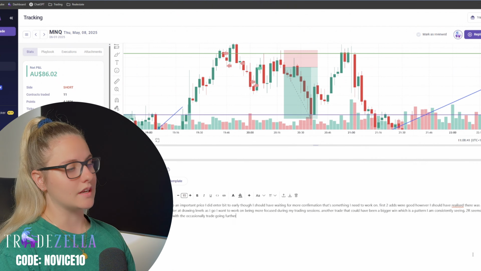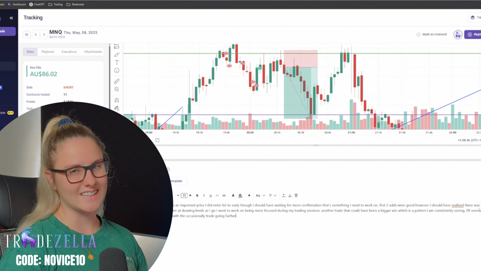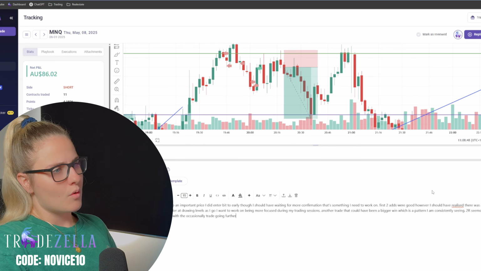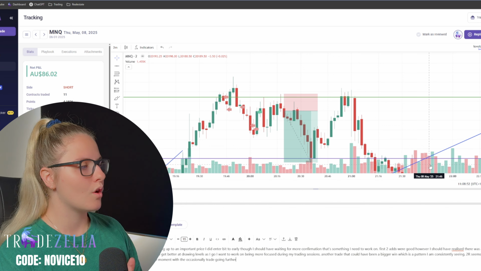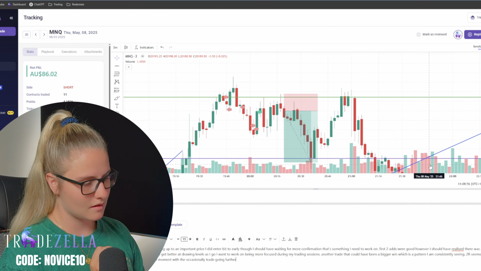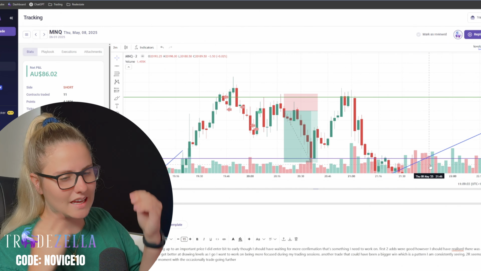Something that I also noted here was that my 2R seems to be where my trades are going at the moment. Now, please help me out, guys. As I said, I'm not a profitable trader yet. Do you guys prefer to set fixed profit targets? Does that work better for you? Because it's hard for me, right?